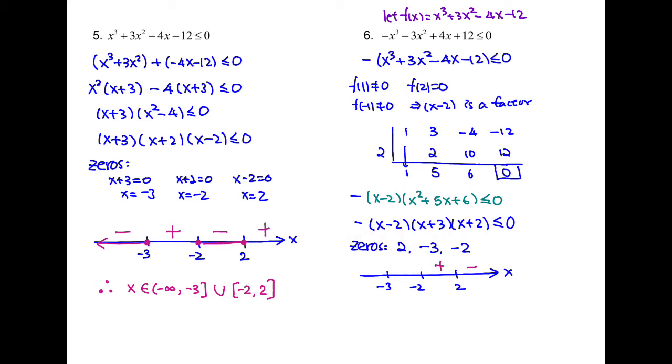And for the next interval, we're going to use negative 2.5. Substitute into this function, we will see a negative. And the last one we're going to use is negative 10 from this interval. Put into this function, the result will be positive.